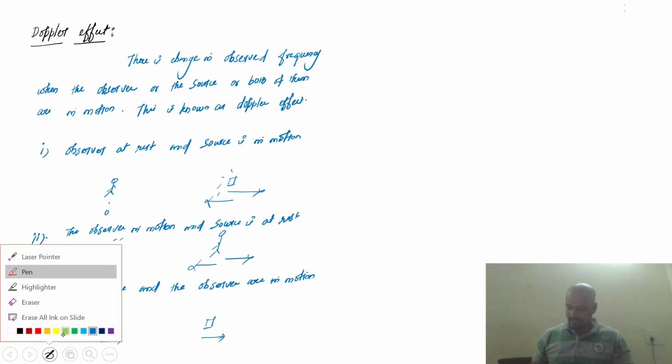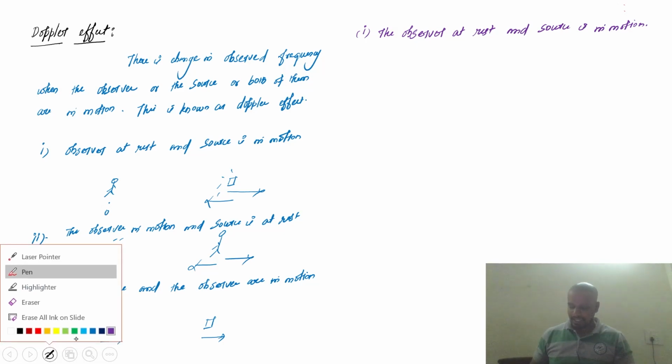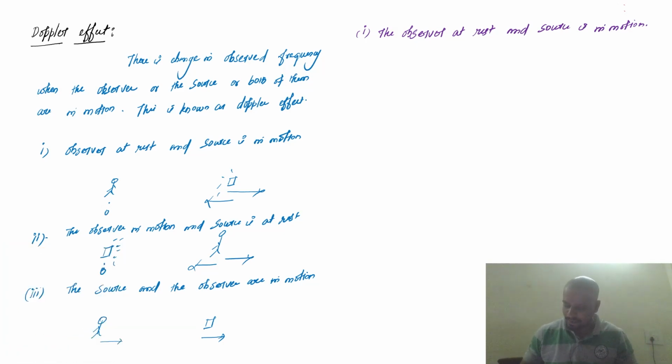First, let's discuss the first case, case 1: the observer at rest and the source in motion. So that means the source is moving away from the observer. We keep the observer in the stationary frame, meaning the frame itself is at rest. We can picturize this problem first.